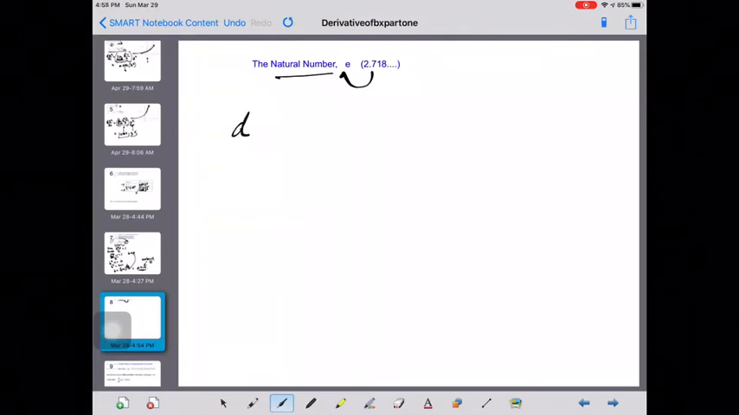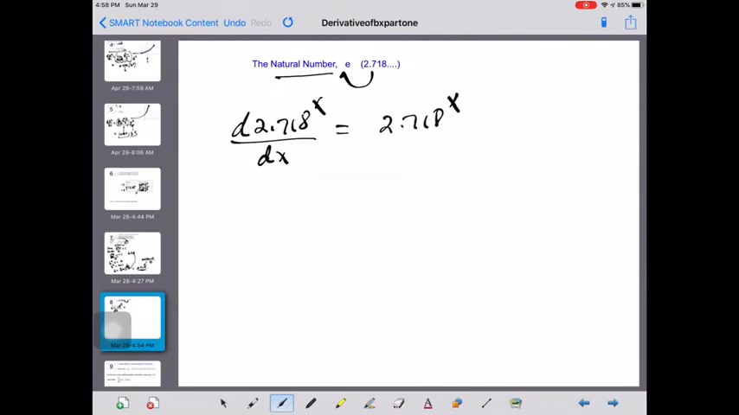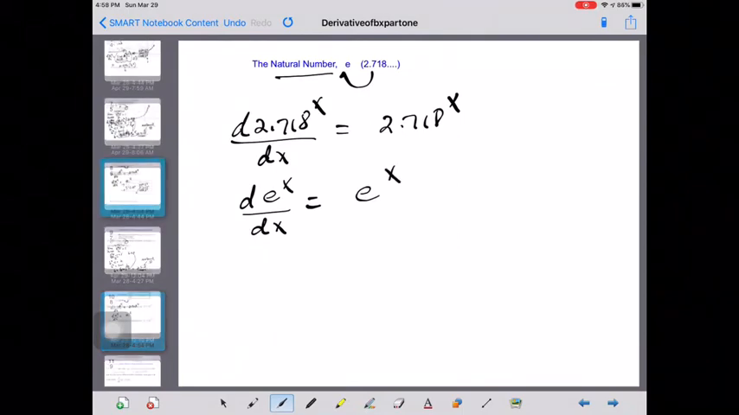In other words, if you determine the derivative of 2.718 to the x, according to Desmos and what we just did, the derivative is actually 2.718 to the x. But instead of writing out all those decimal numbers, we replace 2.718 with e. So e is a constant. It is 2.718, and that gives us e to the x.